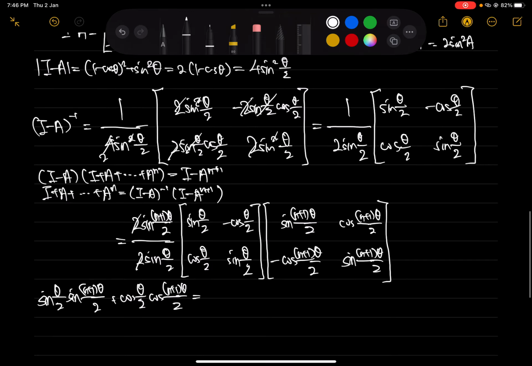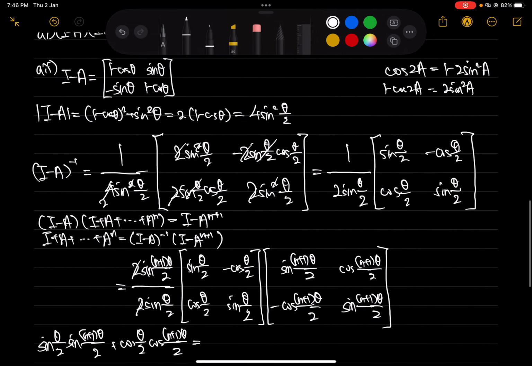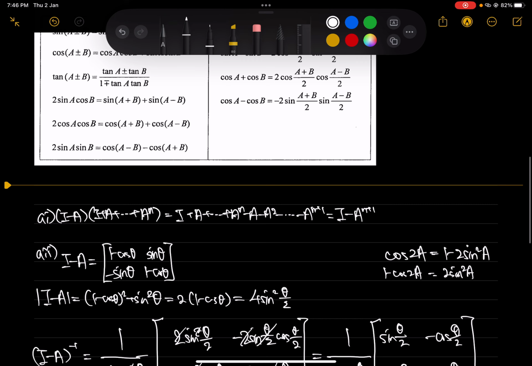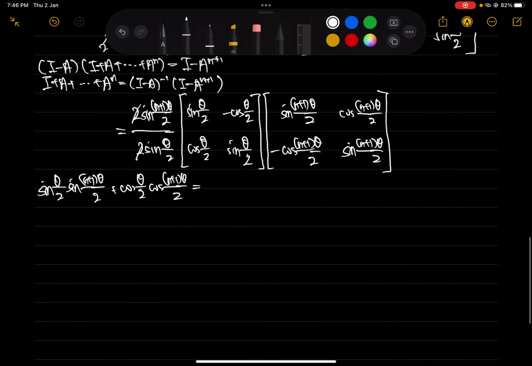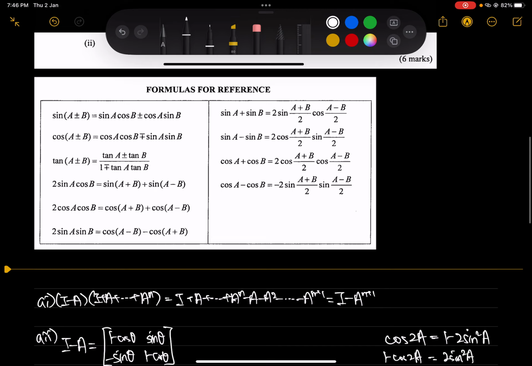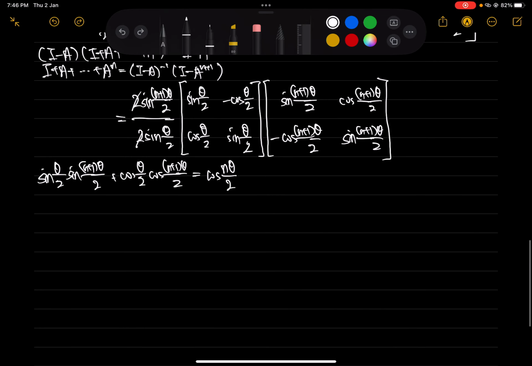So sine A sine B is cosine (A minus B) minus cosine (A plus B). And then we have plus cosine (A plus B) plus cosine (A minus B). So we have cosine n theta over 2 here, because we get rid of the 2 times because we don't have 2 times in this. And then the other terms occupying the other corners are this.